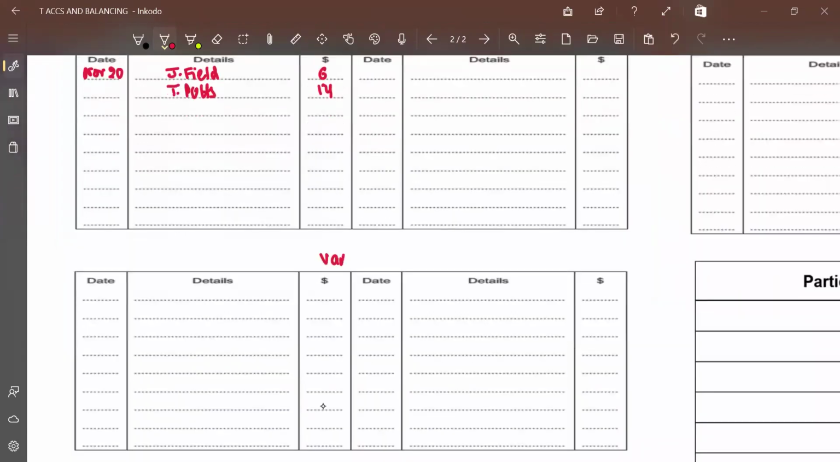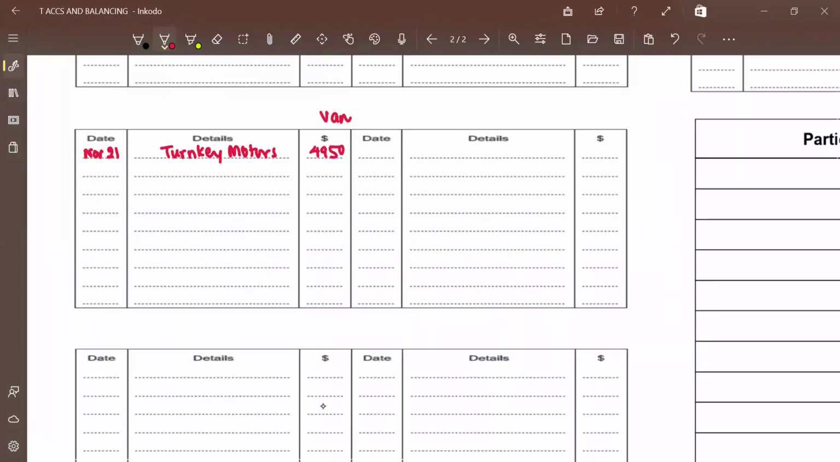So I have a T account for van. Van is an asset. When you buy an asset, it would be debited. It is on the 21st of November. Turnkey Motors, because he becomes a liability. Van is debited. The amount of the van is 4950. So you'll have to prepare a T account for Turnkey Motors again because you've not paid him immediately. It's a liability on you. That's 4950 on the credit side. And why do we have to pay him? Because you bought a van on the 21st of November.